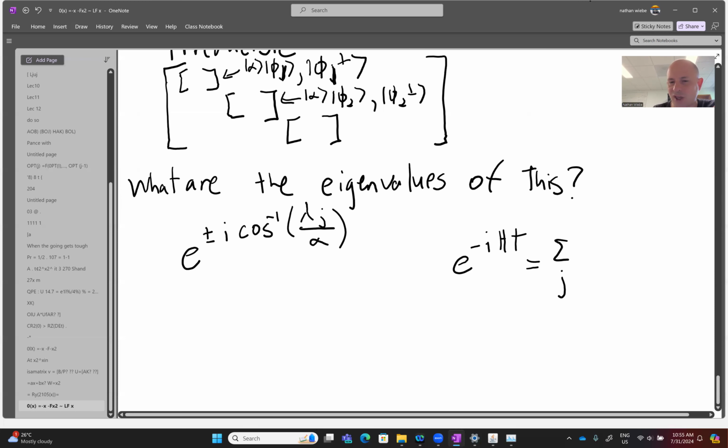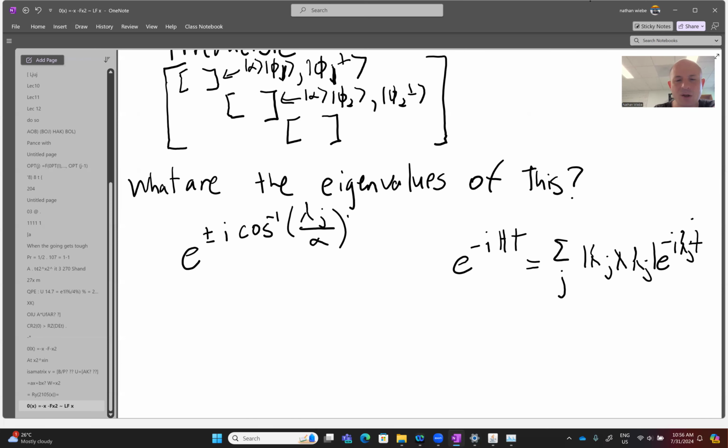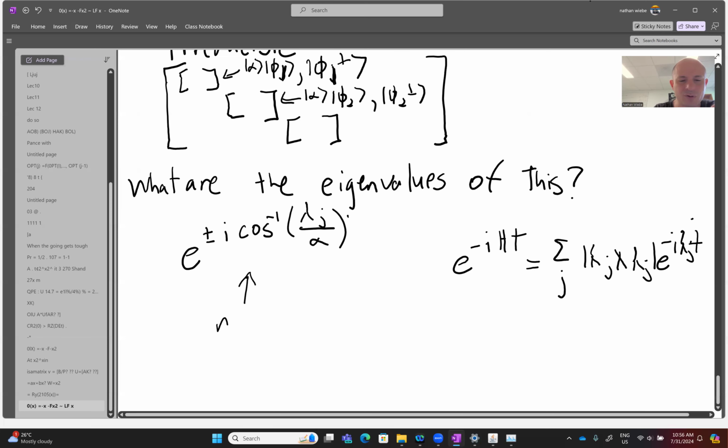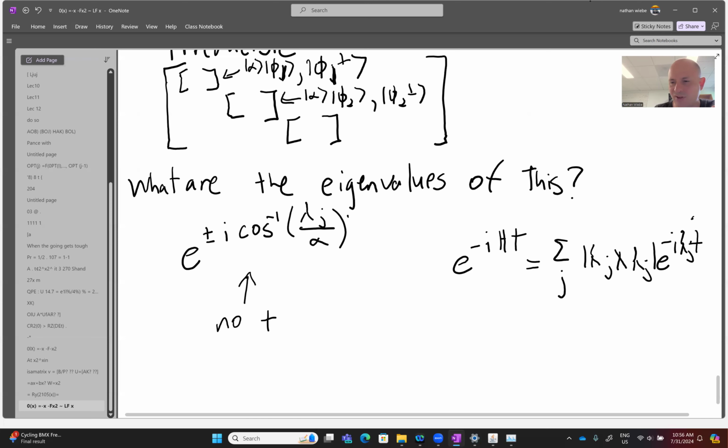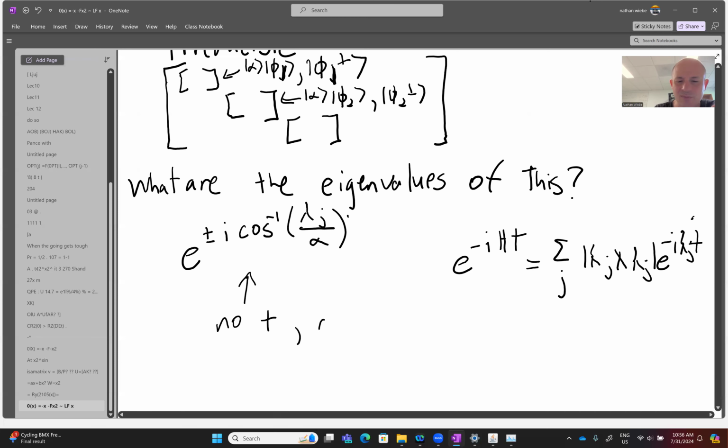We can write this as a sum over j, lambda j, e to the negative i lambda j t. So you'll note that the biggest difference between the two is this factor of the normalization constant alpha in the denominator, normalizing it. There's no t here. There is a t there. And there's, of course, the arc cosine here and plus minus. So what do I mean by that?